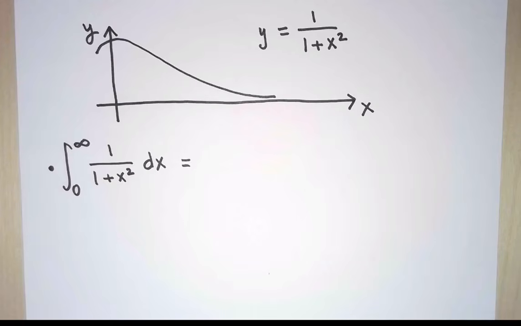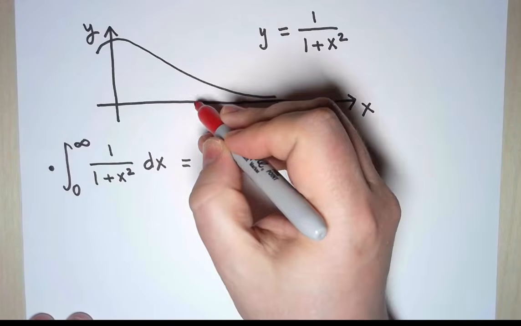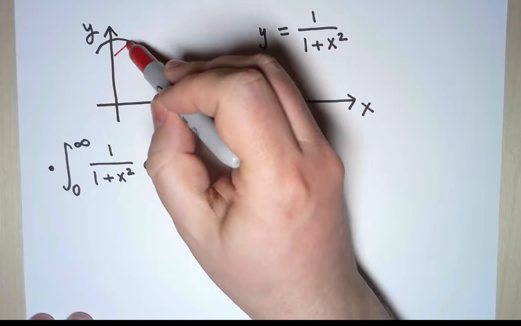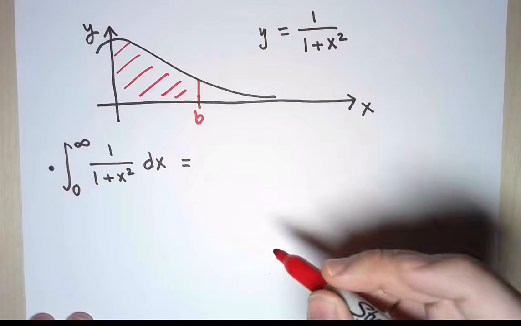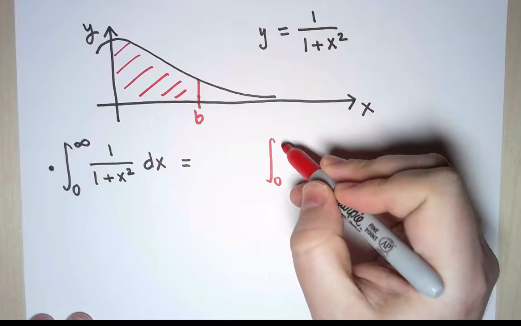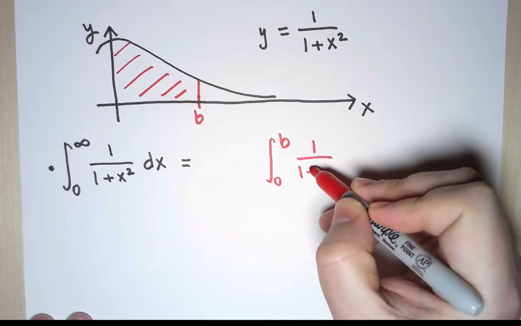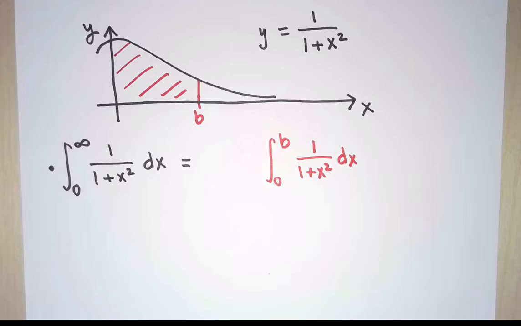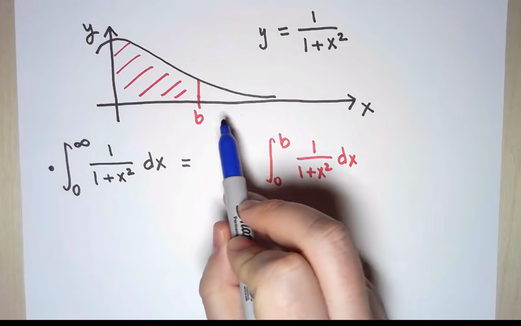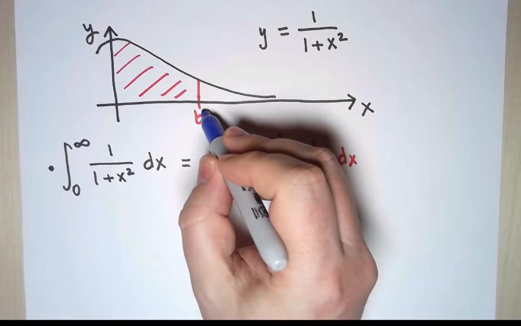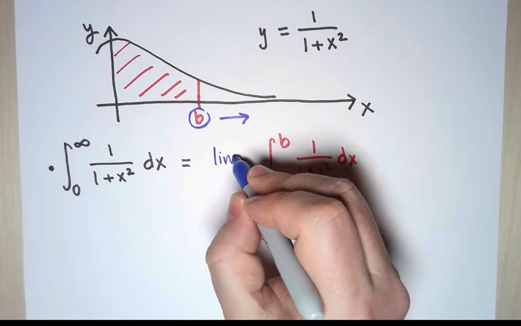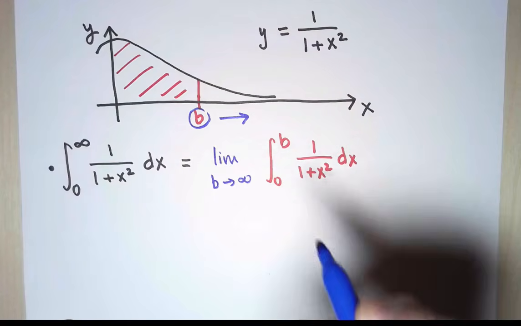As I was saying, while I can't integrate between 0 and infinity, I can integrate between 0 and any other number b. So if I stop at this point, I know how to compute this area. And that would be the integral between 0 and b of the same function. And then what I can do is, well, I cannot plug in b equals infinity, but I can take b and make it bigger and bigger and bigger. In other words, I can make b approach infinity. Or what's the same, I can take the limit as b approaches infinity of this quantity.